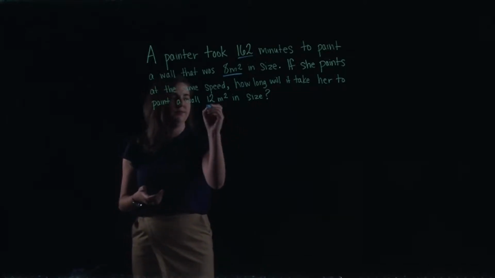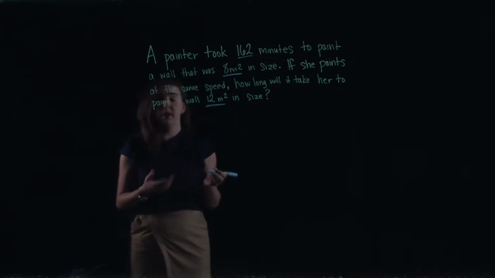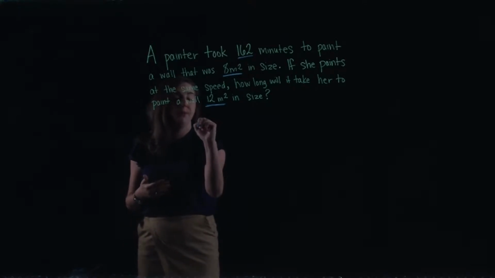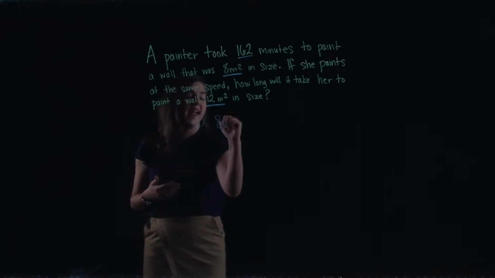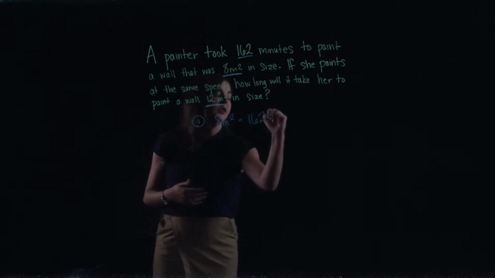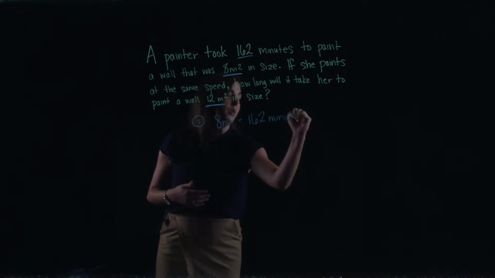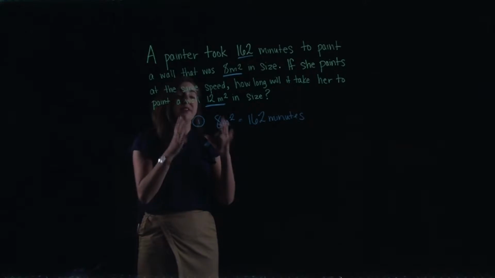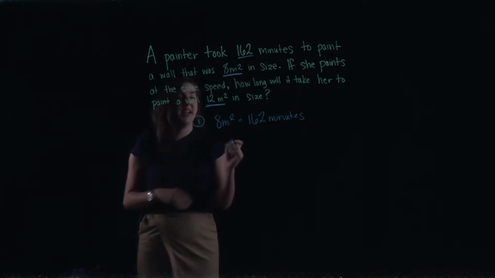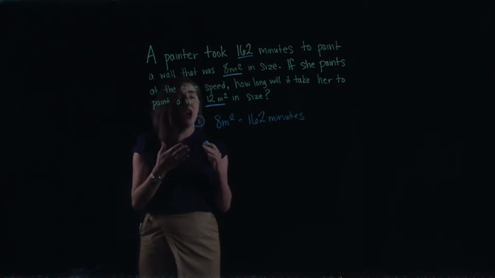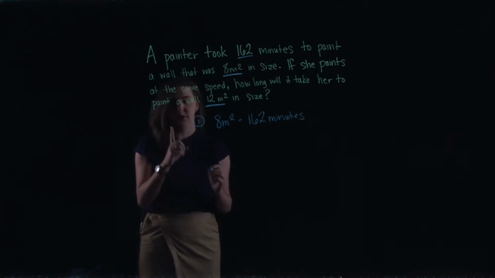All right, so the first step for any worked example is to pull out the information from the problem that you already know. And in this case, we already know that for a wall that was 8 meters squared in size, it took her 162 minutes to paint it. So 8 meters squared in this case equals 162 minutes. In order to find out the amount of time it would take her to paint 12 meters squared in size, we first need to determine how long it took her to paint just 1 meter squared.